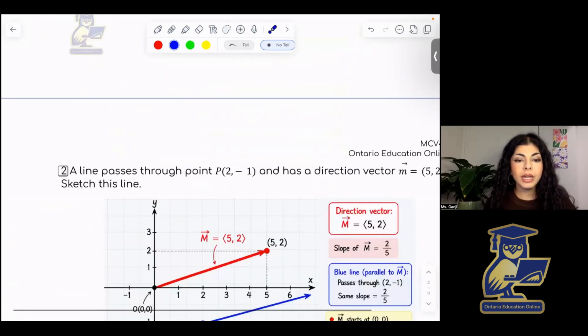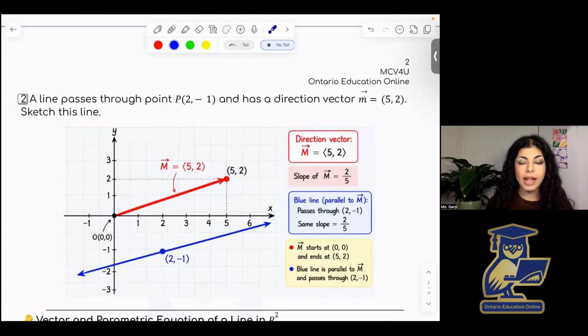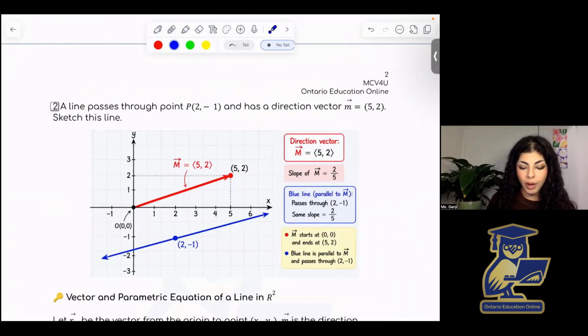Now, here we're going to connect it to the graph as well. So a line passes through point (2, -1) and has a direction vector m, which is given by (5, 2). So sketch this line. First, let's look at the direction vector, which is this red line here. 5 is our x component, 2 is our y component. So we have our tail at the origin and our head at (5, 2), and this is the direction vector. And connecting it to linear lines, this also has a slope of 2/5, which is our rise over run.